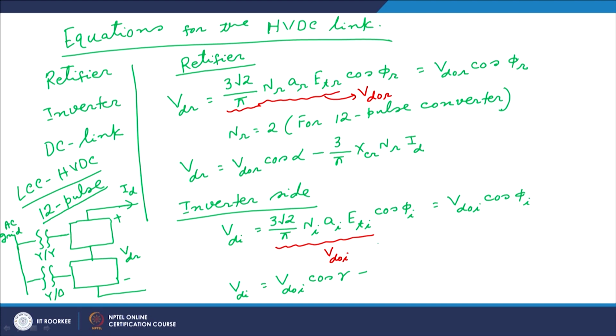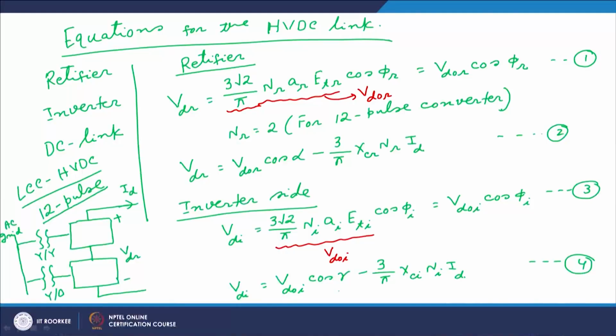Minus 3 by pi Xc Ni Id. Please note that we are not writing IDR and IDI, because for an HVDC link the current at the rectifier side and the inverter side are the same. So, ID is the same, and we are not differentiating between the currents at the rectifier side and the inverter side. So, then we have got 4 equations, 1, 2, 3, 4. I suppose I should write down all these quantities which we have not.